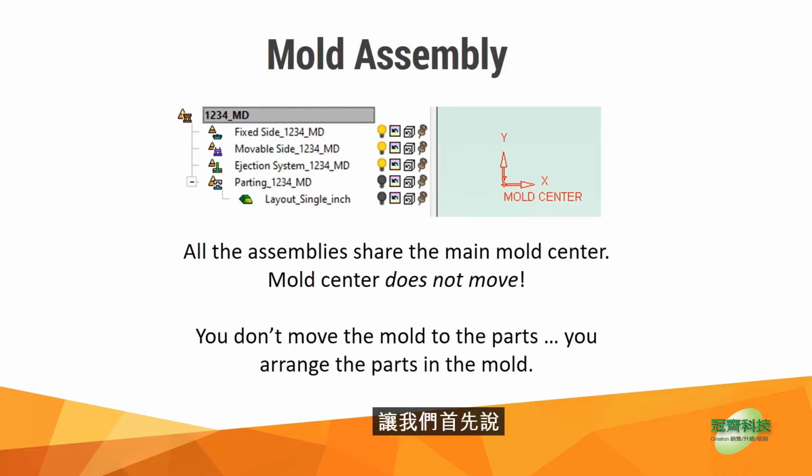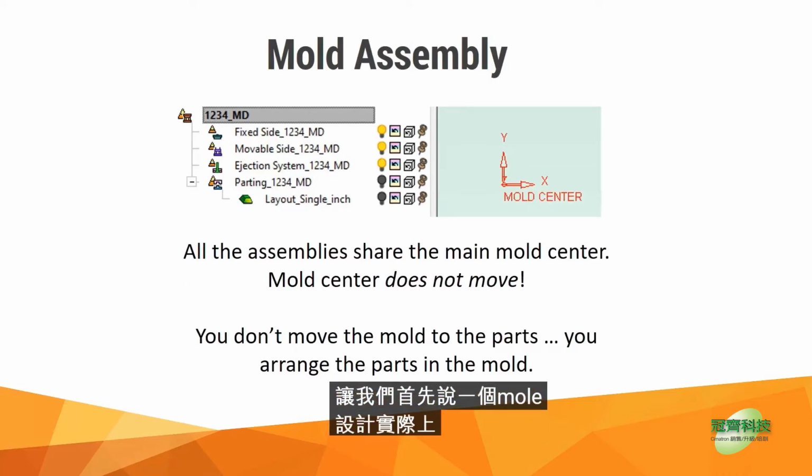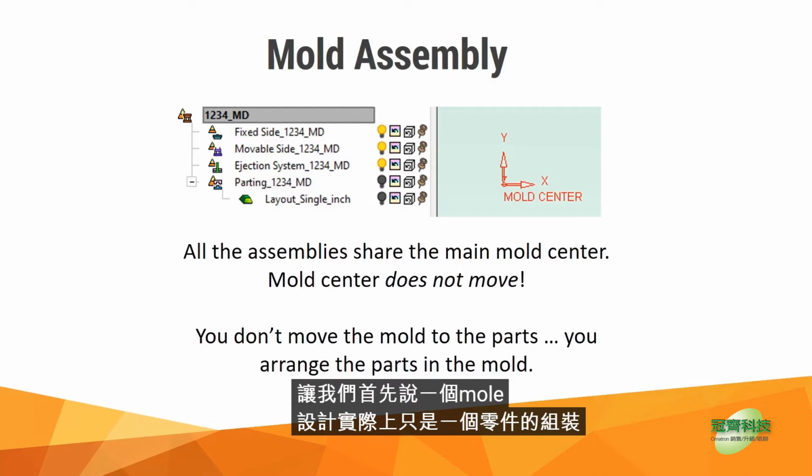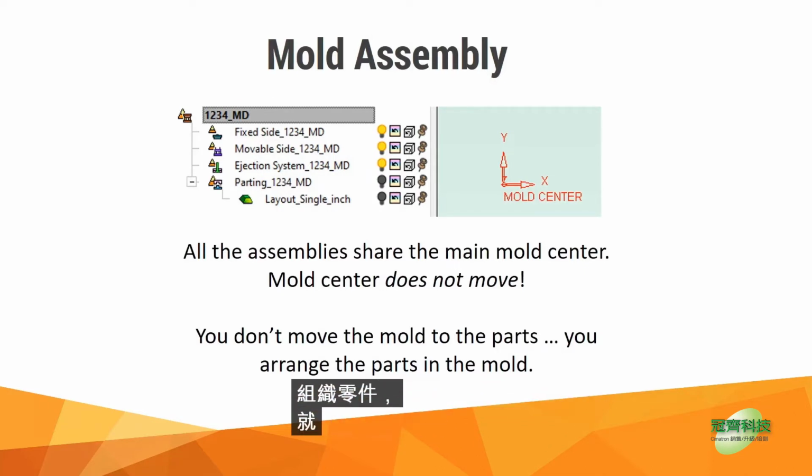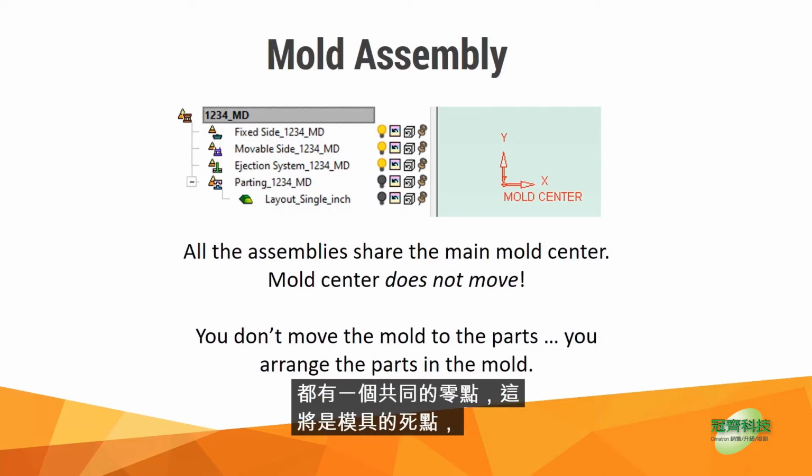Let's start by saying that a mold design is really just an assembly of parts. There are some sub-assemblies to organize the parts in, like the fixed side, movable side, but all of those assemblies share a common 0 point, which is going to be the dead center of the mold. And the Cimatron philosophy is that this is the point that does not move. All of the mold-based parts are going to center up on that.